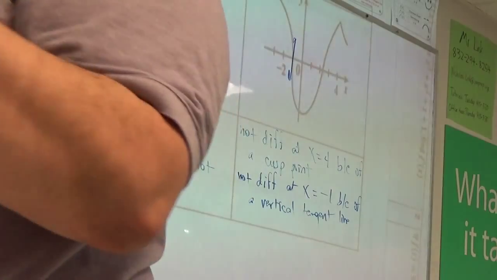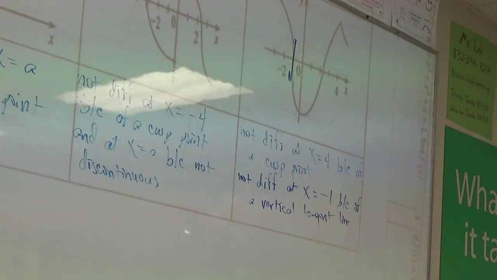Visually, it's easy to figure out continuity. Easy to figure out a cusp point. Like cusp point, that's our jam. Okay, good. Now for the fun stuff.